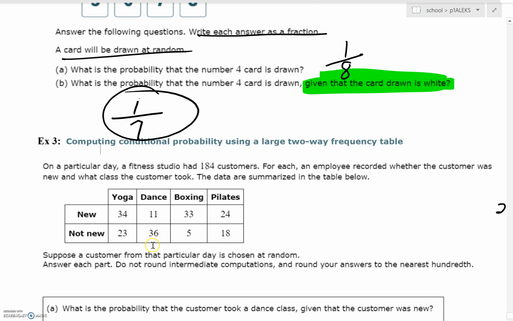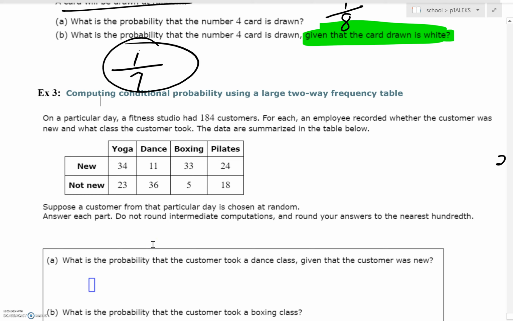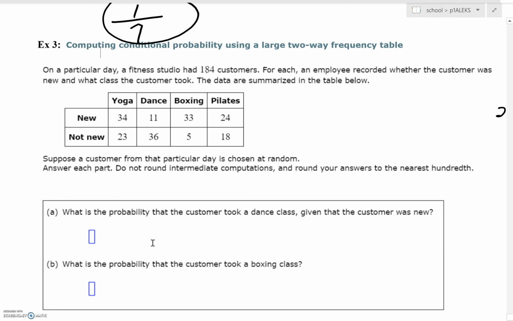So here's a larger table. And these problems, guys, are generally going to have one being conditional. You'll see a given statement there. And one that's just regular. So we've got 184 customers in this fitness studio at this gym.